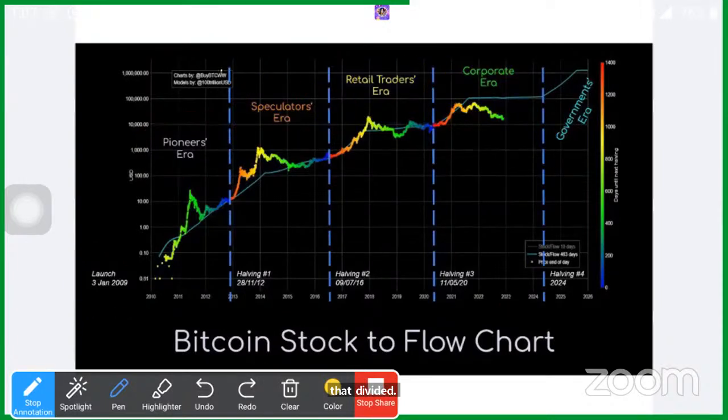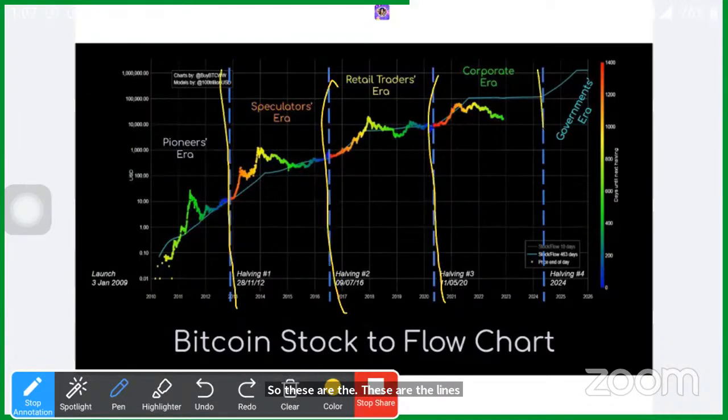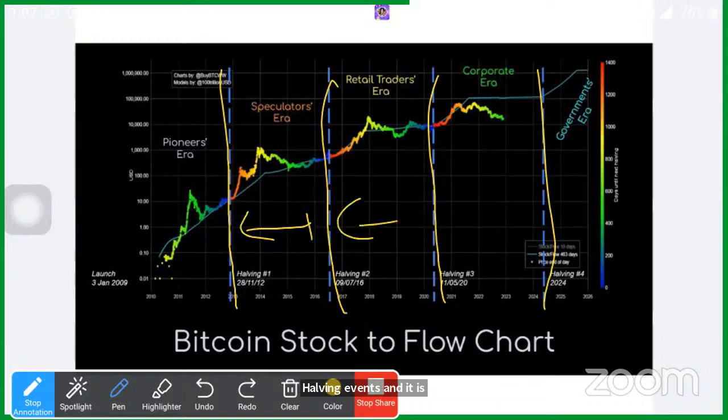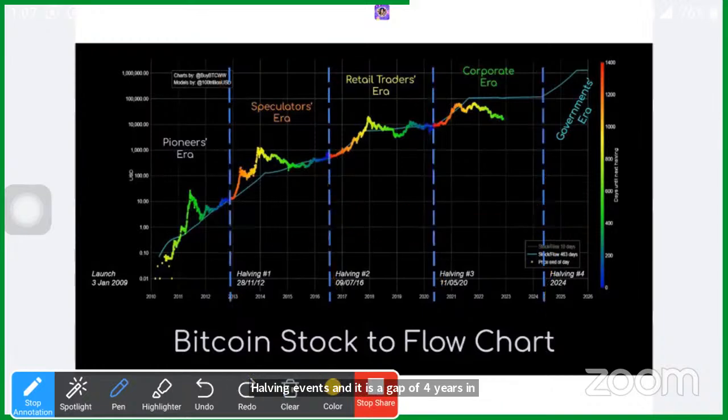So these are the lines that are indicating the halving events. You can see these blue dotted lines, they are showing the halving events, and it is a gap of 4 years in between. Each line is a 4-year gap, and each era has a different name. Why we call it by this name, that we will discuss.